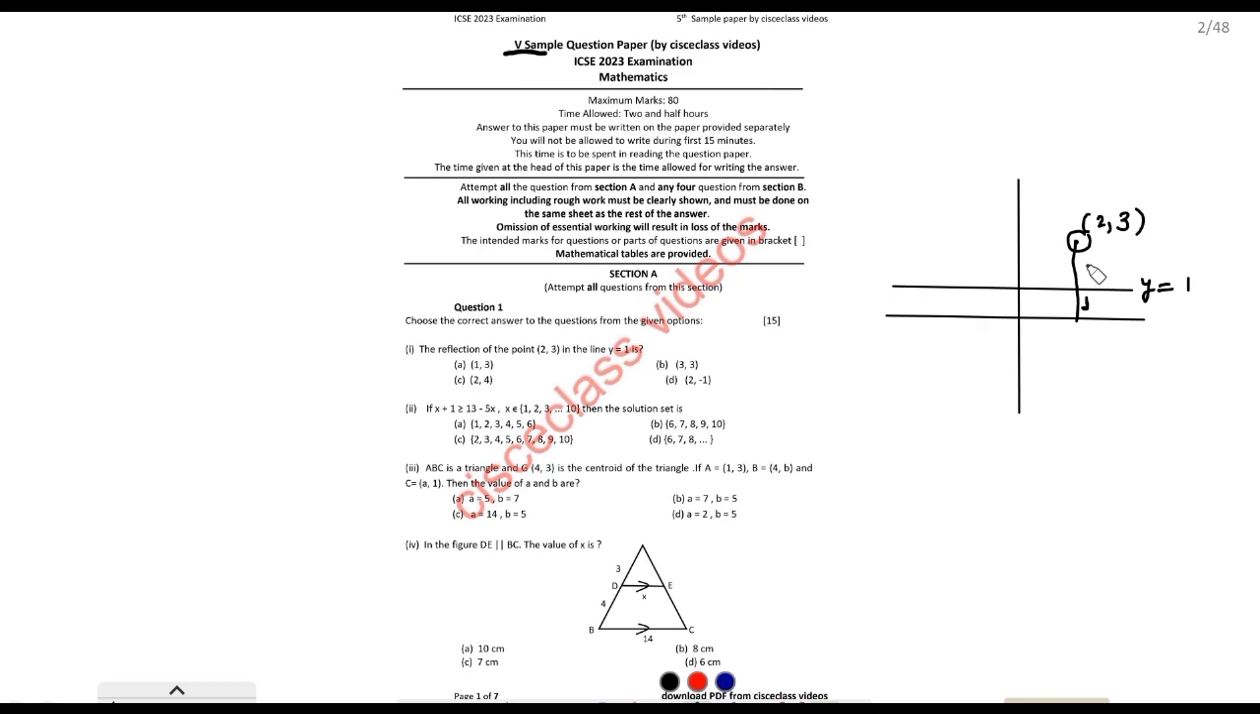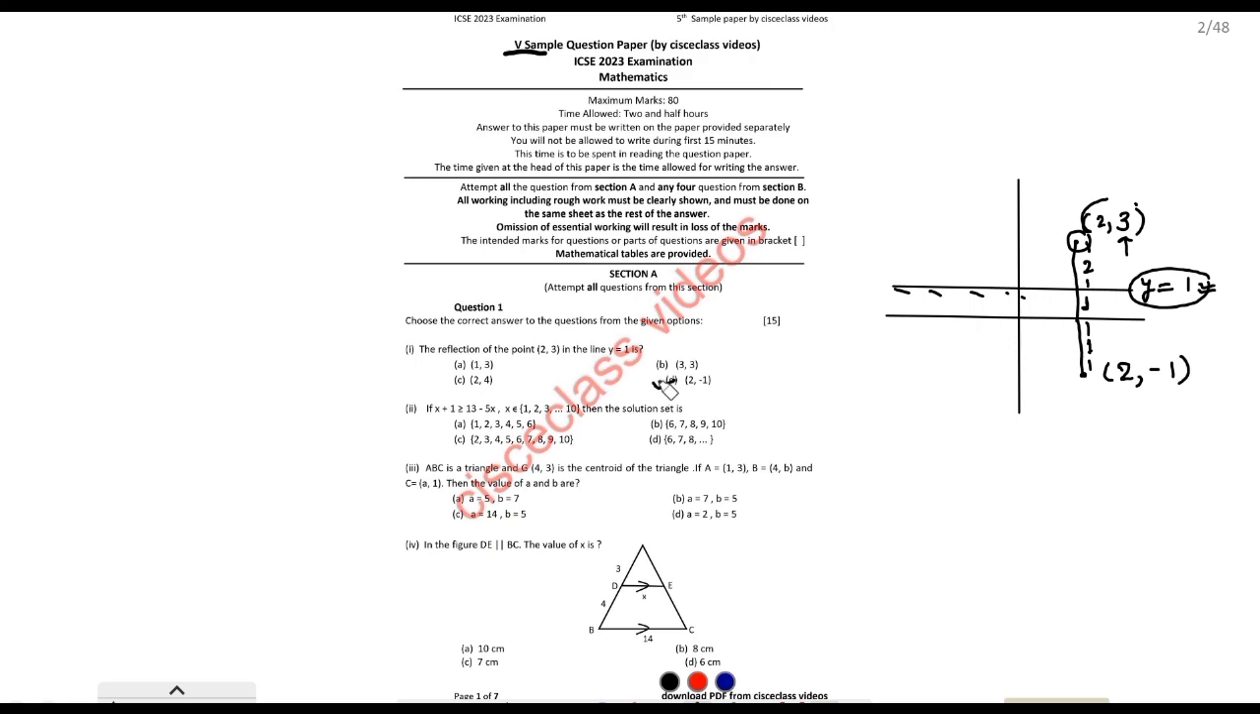This distance is 1 and this is 2, because the y coordinate of the point is 3, which means the total distance is 3. Now we have to take its reflection in this line. Its image will be formed after the mirror, behind this line at the same distance. Distance is 2. Then if this is its image, the distance from this mirror will be 2, which means this distance will be 1. X coordinate will be 2 and y coordinate will be minus 1.